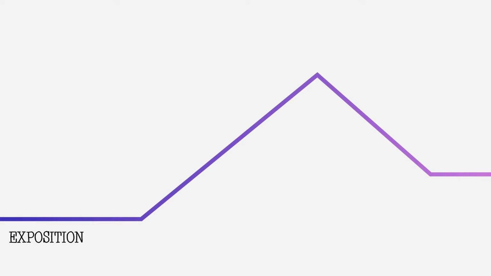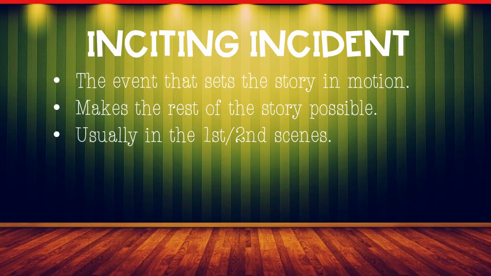So here we have Freytag's Pyramid, and you can see where the exposition is located down at the bottom, in the beginning of the pyramid. After the exposition, we usually have the inciting incident. This is the event that sets the story in motion and makes the rest of the story possible.